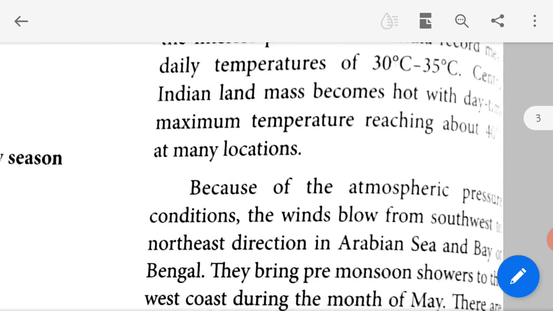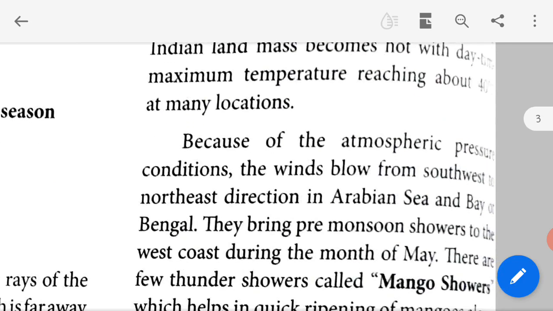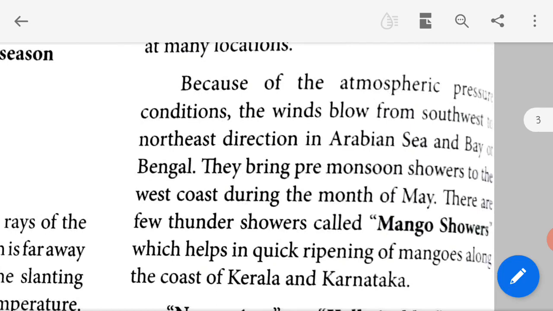Because of the atmospheric pressure conditions, the wind blows from the southwest to the northeast direction in the Arabian Sea and Bay of Bengal. So you have to remember this, from where to where will the wind blow? From the southwest to the northeast. They bring pre-monsoon showers. Pre-monsoon is before the monsoon comes, there will be some rainfall on the west coast during the month of May. We already know that in the month of May, even in hot climate we will get some rain.